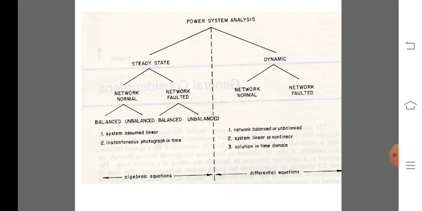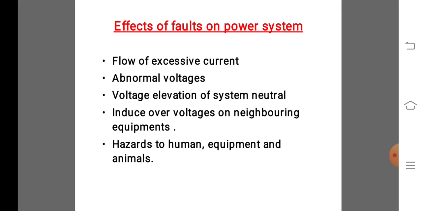This is power system analysis. Power system analysis has two classifications: steady state and dynamic state. Under the steady state, there are two subtopics: network normal and network faulted. Each network has two subsystems, balanced and unbalanced. Dynamic also has network normal and network faulted. So those categories work under the control of power system analysis.